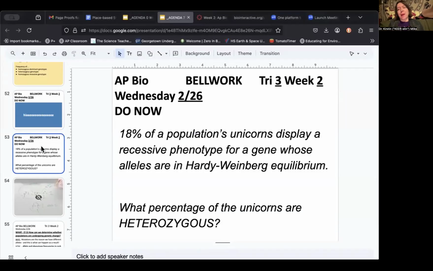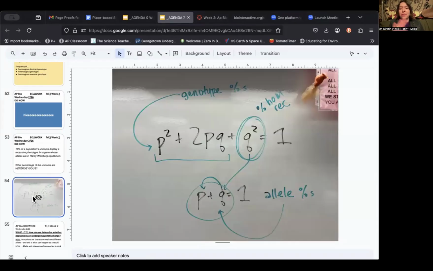Hey, we're going to do a practice problem about unicorns, just so there's no connection to animals you may or may not know. This is one of those problems like the one yesterday about humans, and it gives you that recessive allele information. The question asks: if you know the percentage of a population's unicorns that have the recessive phenotype, then you need to figure out from this, are you looking at p squared, 2pq, or q squared?